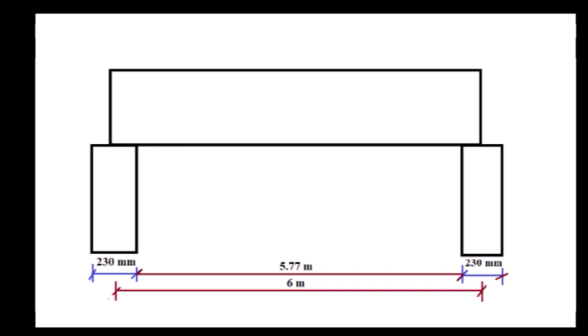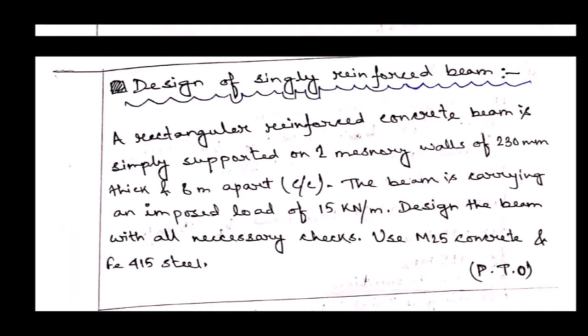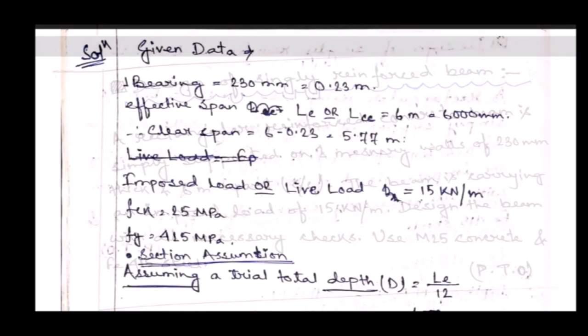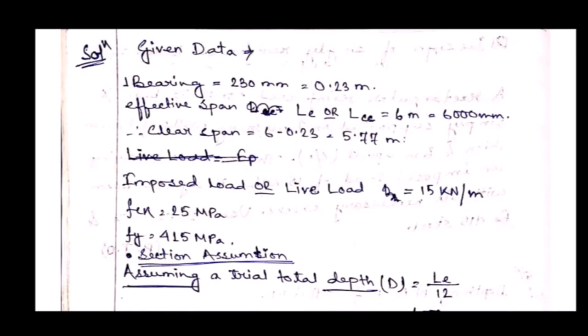There is a term called bearing. Bearing means half of the left support and half of the right support. That means the total is 230 by 2 and 230 by 2, total 230. That is one bearing. To find the clear span, we have to deduct this one bearing from the center to center distance. So let's start the problem. Let's check out the solution.